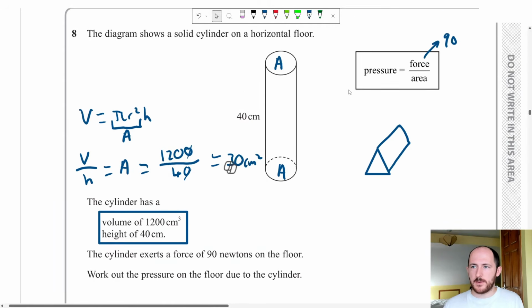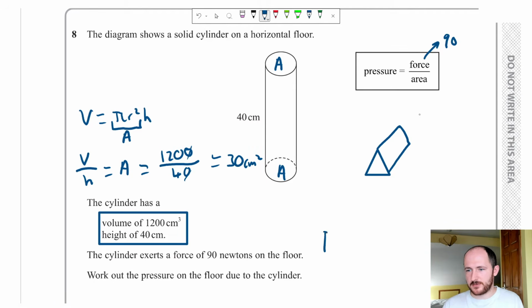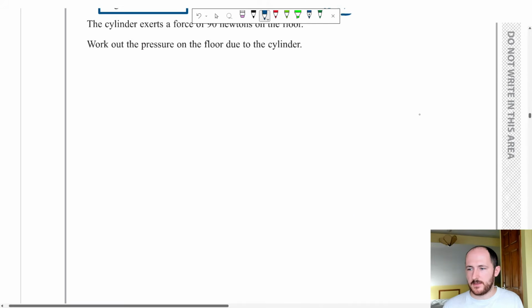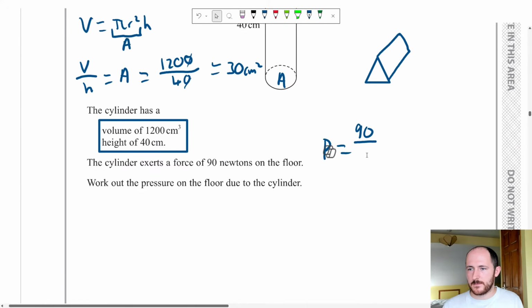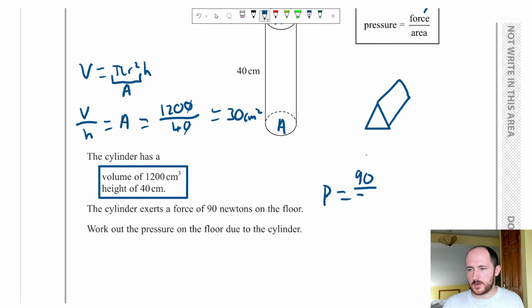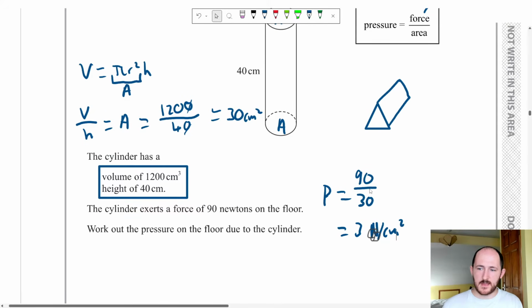So, now we can work out pressure, because pressure is just equal to the force, 90, over the area, which is 30. I was scrolling down just to check the units, and indeed the units are in newtons per centimetre squared, so we don't have to convert any units. If you're a scientist, then we would normally change that to metres squared, but thank God we don't have to do that in this question.